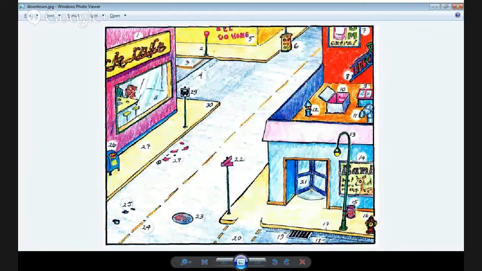Okay, let's see. So you can either name it or tell me what the purpose is of that thing. This is a crosswalk. Good, crosswalk. People cross the street at the crosswalk. That's it. It's a crosswalk. And that's pretty much it. We've covered pretty much everything in the picture.